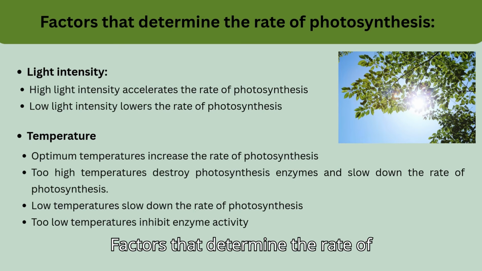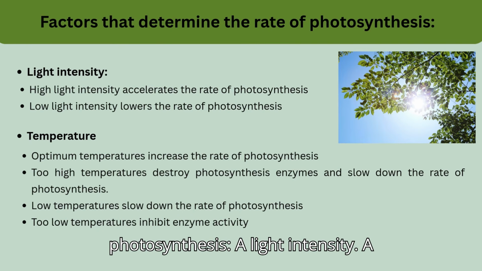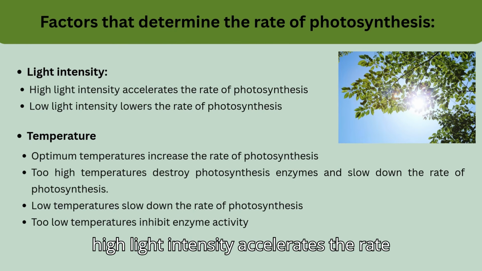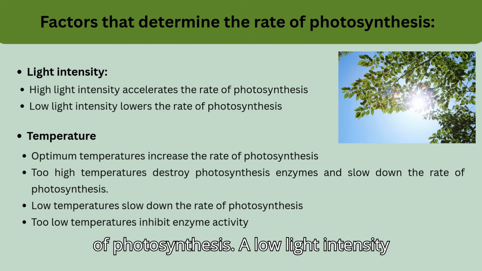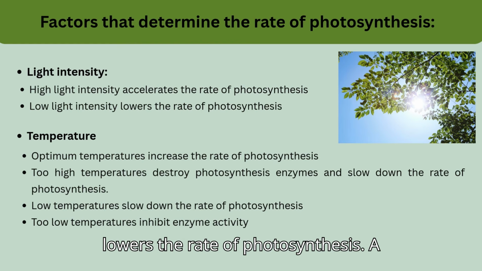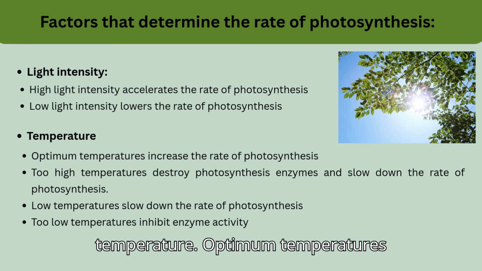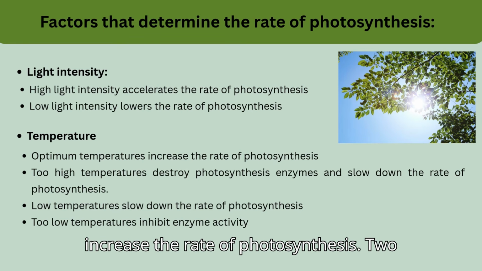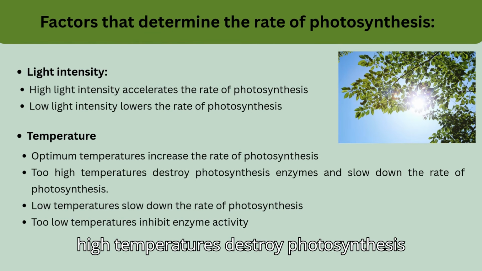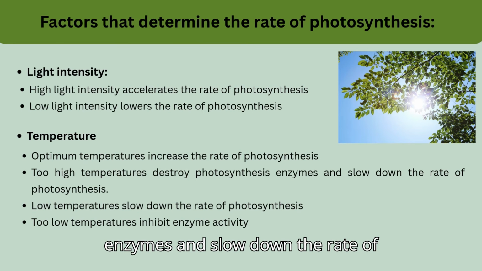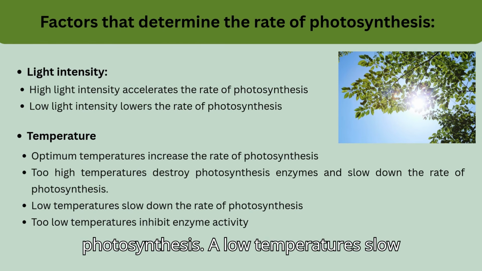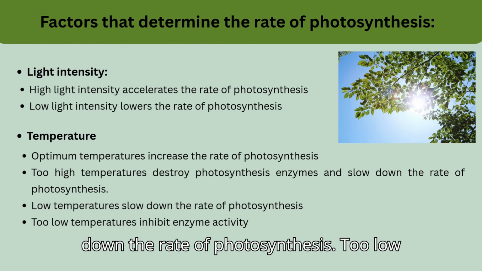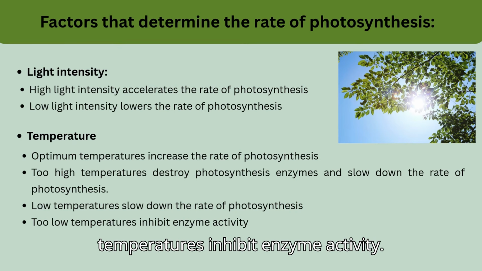Factors that determine the rate of photosynthesis. Light intensity: a high light intensity accelerates the rate of photosynthesis. A low light intensity lowers the rate of photosynthesis. Temperature: optimum temperatures increase the rate of photosynthesis. Too high temperatures destroy photosynthesis enzymes and slow down the rate of photosynthesis. Low temperatures slow down the rate of photosynthesis. Too low temperatures inhibit enzyme activity.